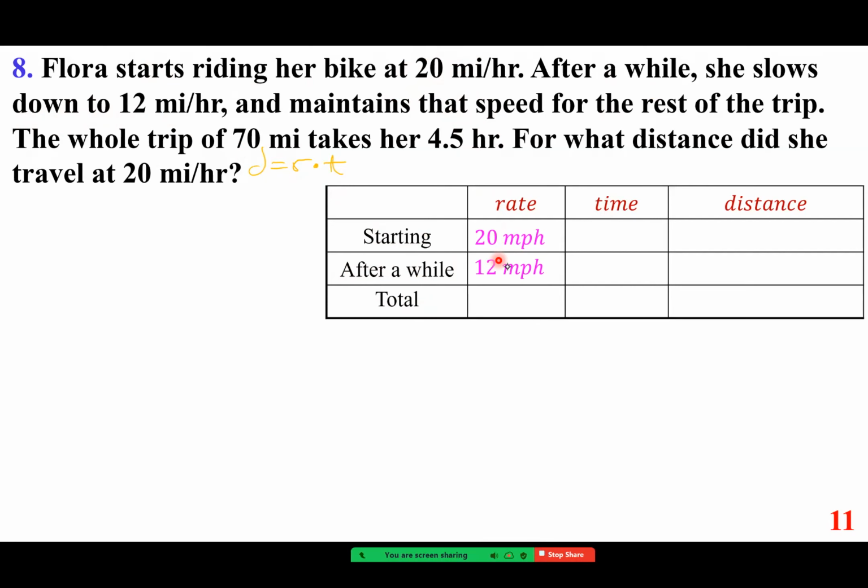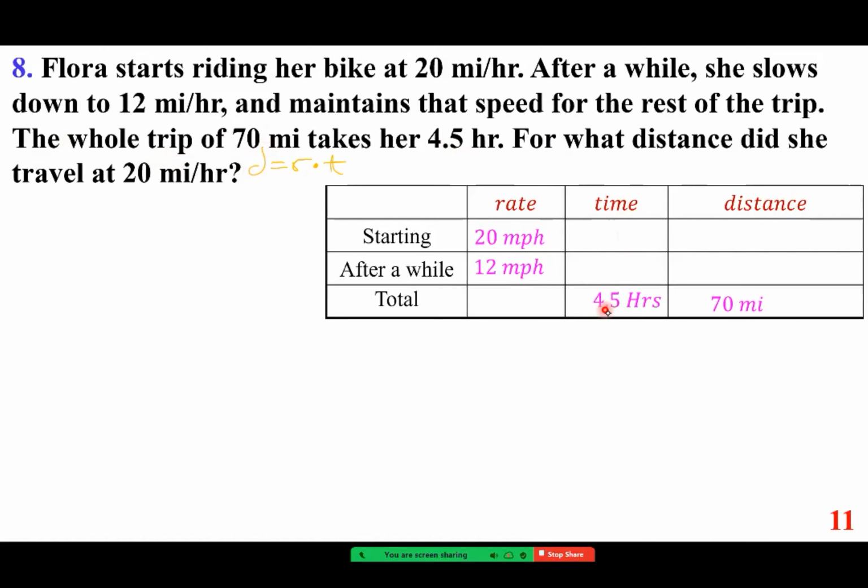So we put it here. So the whole trip is 70 miles. Here's the distance. The total distance is 70 miles. So just fill up the information as you come across it. Where does this go? The whole trip right here. And it takes 4.5 hours, the whole trip. So the total time goes here.